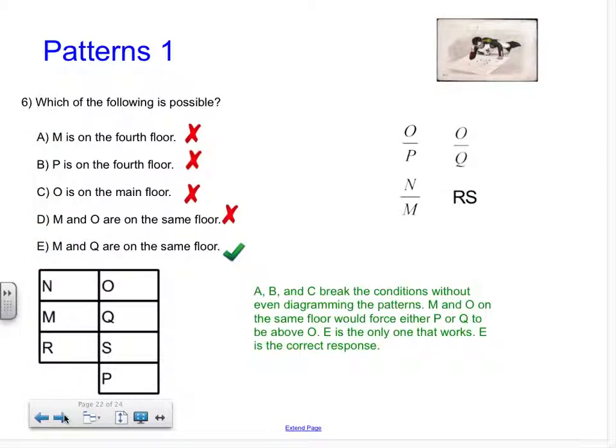And just a recap, A, B, and C break the conditions without even diagramming the patterns. M and O on the same floor would force either P or Q to be above O. E is the only one that works. E is the correct response.